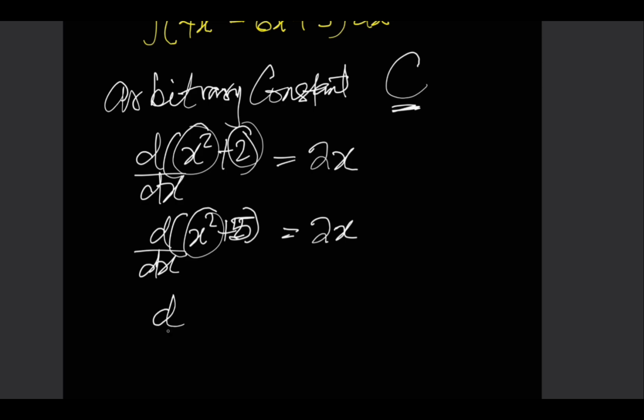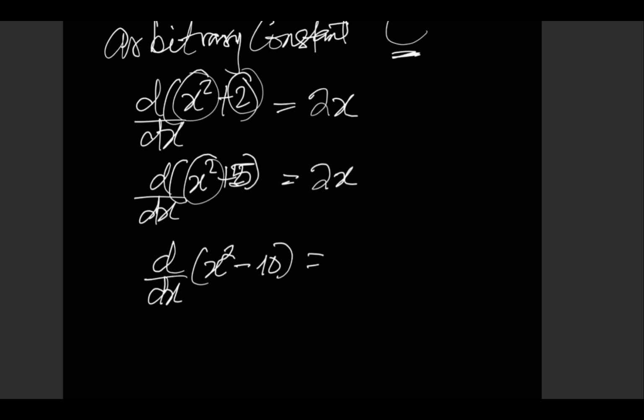What if I have the derivative of x squared minus 10 with respect to x? What would be the answer? Somebody should say the answer in the comment section. Pause the video and let me know in the comment section. Exactly. If you mention 2x, you're absolutely correct, because this 10 is a constant and the derivative of a constant is 0.